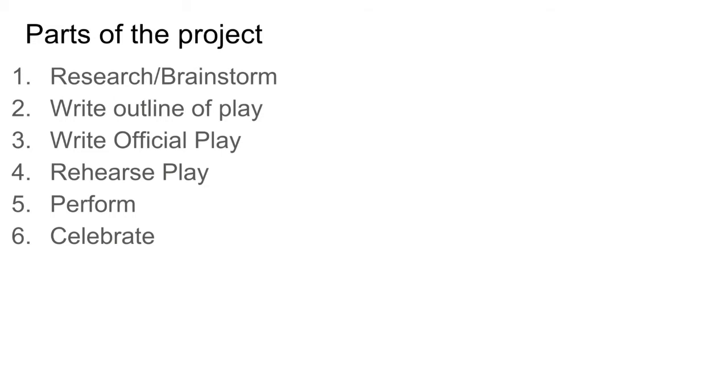Now here are going to be the parts of the project. There's going to be 6 parts. Research and brainstorm. So you're going to have a couple days in the computer lab researching and brainstorming. You're going to write the outline of the play, okay? And so that's going to be your assessment. You're going to write the official play, and you're going to collaborate with the other people in your team to write the official play. You're going to have time to rehearse the play. You're going to perform the play, and then we're going to have a day where we can celebrate.